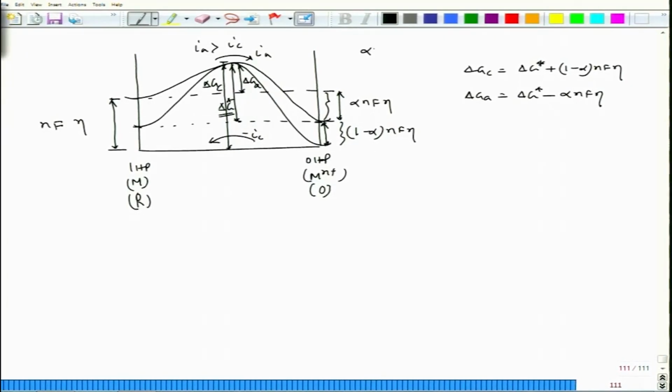We are assuming that alpha is equal to 0.5. That means the distribution of this total change in free energy towards the activation energy is the same quantity. So, these two are equal since alpha equals 0.5.